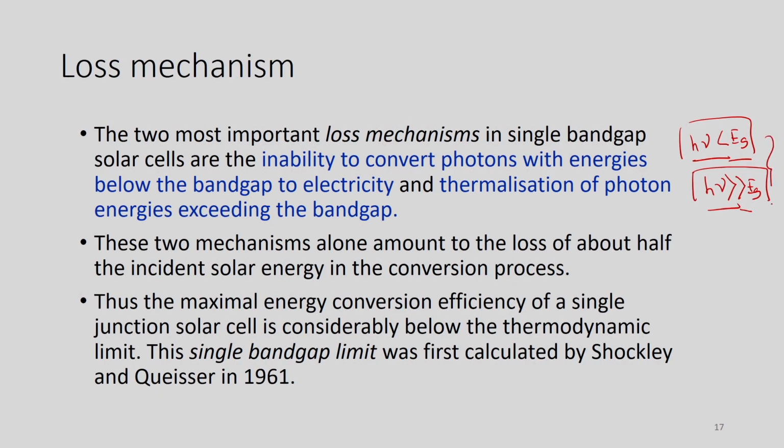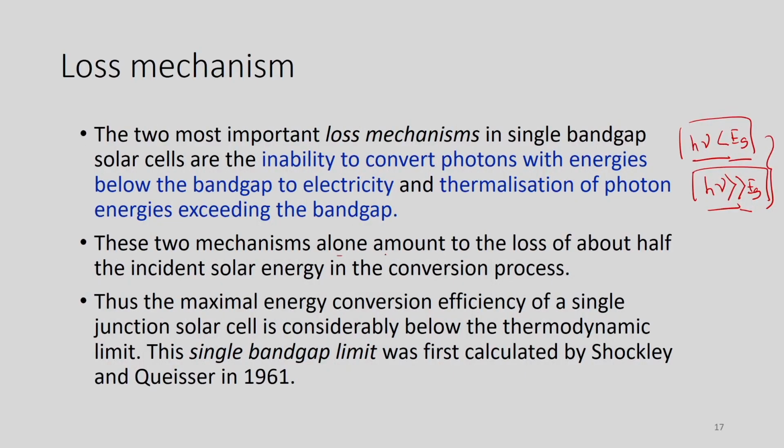So, these are the two primary reasons why we get lower conversion efficiencies in the case of single band gap material, okay. That is why, as you can see in one of the slides, we have discussed why multi-junction solar cells are important, okay. So, slowly you will learn the importance of those aspects, and these two mechanisms alone account for the loss of about half of the incident solar energy in the conversion process. So, these are the primary losses taking place because of these two phenomena.